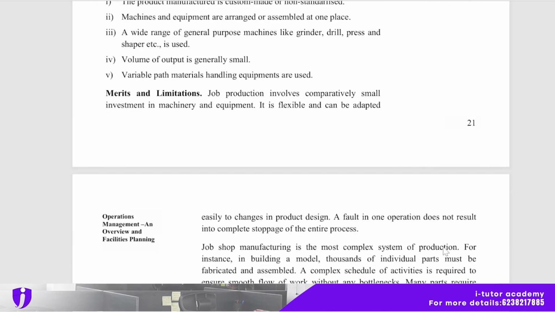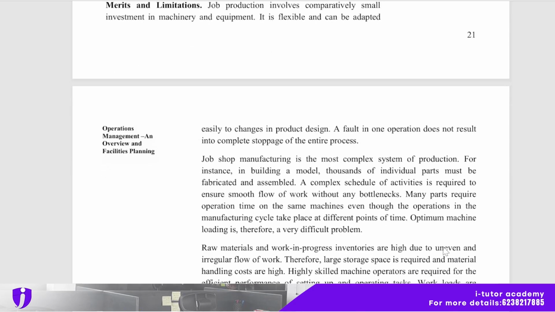Merits and limitations are here. Job production involves comparatively small investment in machinery and equipment, and it is flexible and can be adapted easily to changes in product design. A fault in one operation does not result in complete stoppage of the entire process.